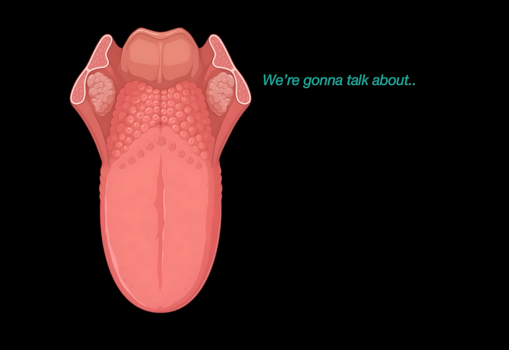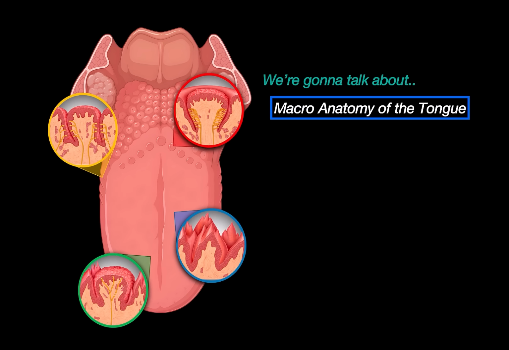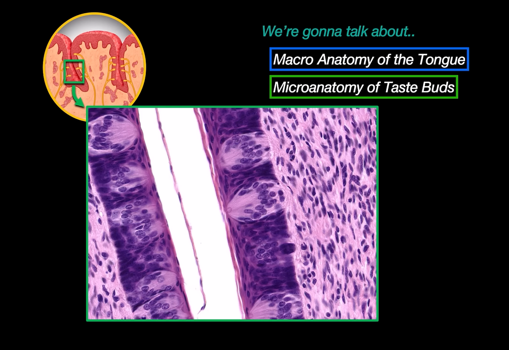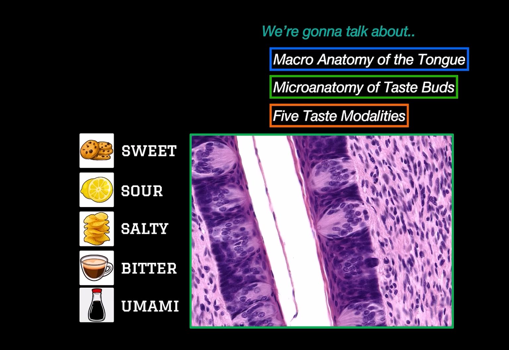We are first going to talk about the macro anatomy of the tongue, take a visual look and understand the different papillae on the tongue, where they are found and which ones actually contain taste buds. Then we will zoom into the microanatomy of taste buds. We will go inside a taste bud and see the specialized cells that detect chemicals from food. And while doing that, we will understand the 5 taste modalities: sweet, sour, salty, bitter, and umami, and what each one actually responds to in detail.